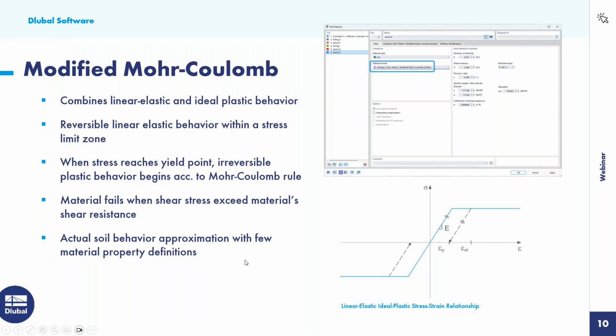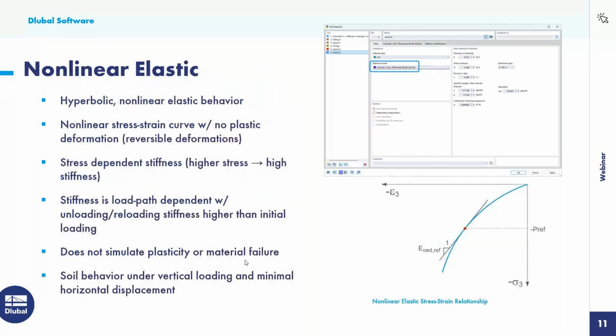So this modified Mohr-Coulomb is really ideal for approximating the actual soil behavior, but with very few material property definitions. So the input here, once we get into RFEM, is quite a bit simpler than when we compare to the other material models. Our second material type is nonlinear elastic, and this is actually what we'll use in our first example today. So this is a hyperbolic nonlinear elastic behavior for this type of soil.